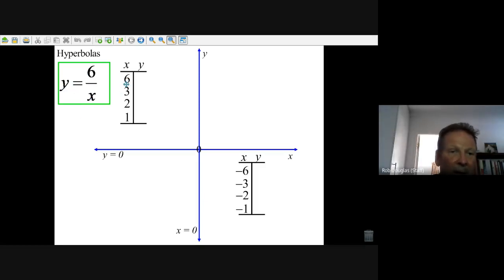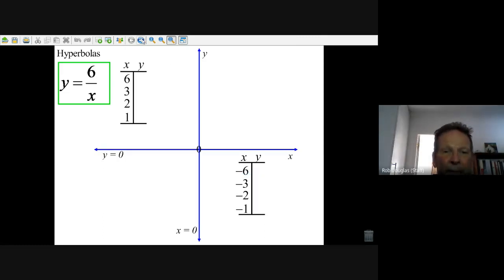And then you just think, well, what kind of numbers could I put in for x to make these answers kind of easy? Well, if I put in 6, it would be good. 6 divided by 6 would be 1. 6 divided by 3 would be 2. 6 divided by 2 would be 3. And 6 divided by 1 would be 6. Now, if we put in the negative numbers, we'd get the same kind of answers. 6 divided by negative 6 would be negative 1.